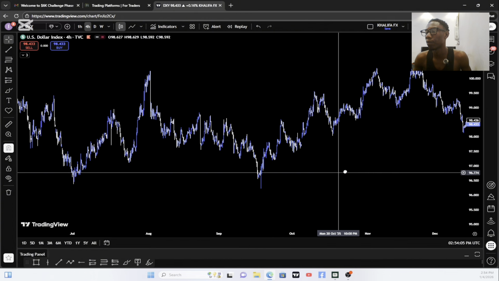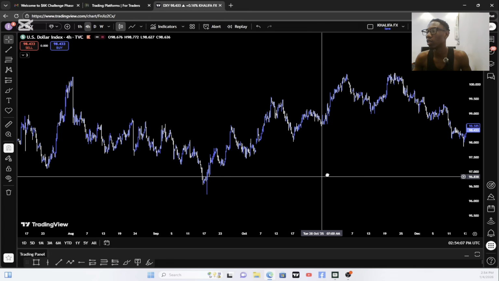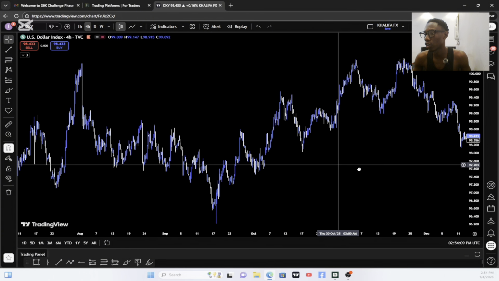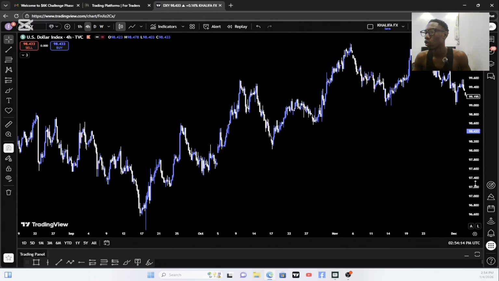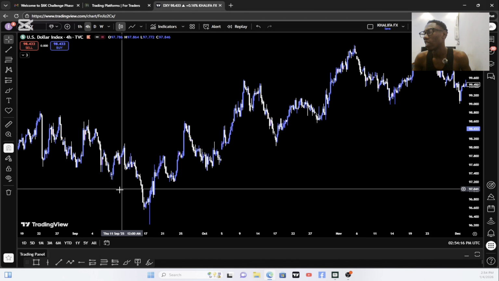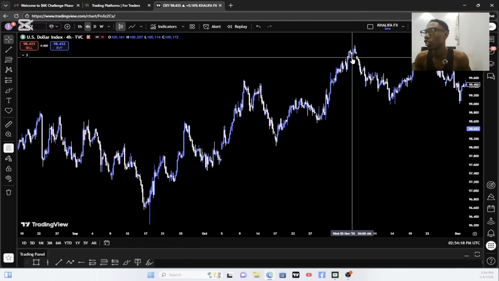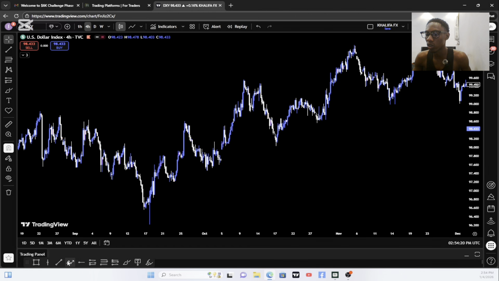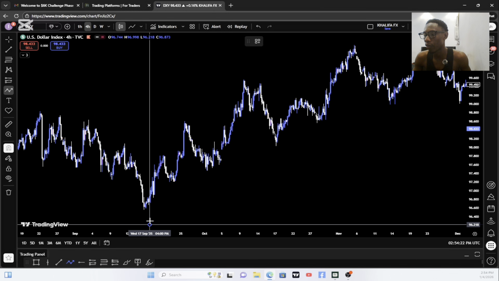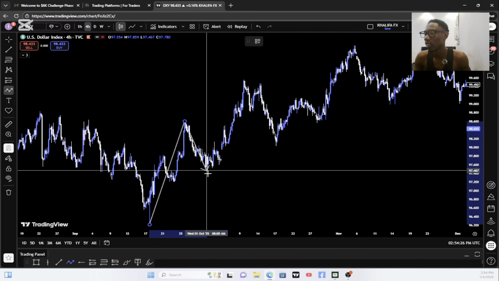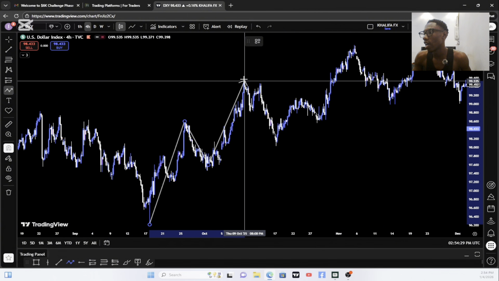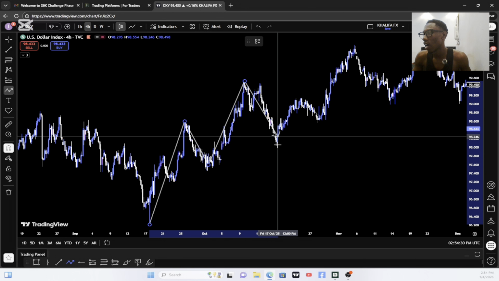So let's just zoom in here in this section of price action and you see what I'm talking about, right? So this is a clear bullish trend. It's a bullish trend because price is making a series of higher highs and higher lows. This is a higher high. This is a higher low. Higher high, higher low, higher high, higher low, higher high, right?